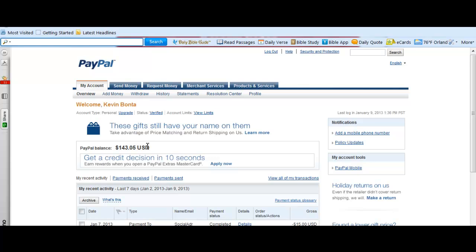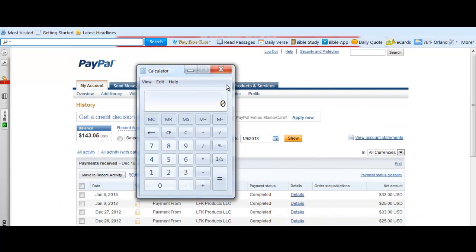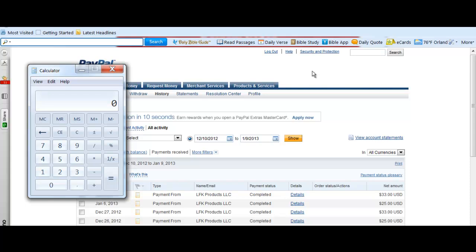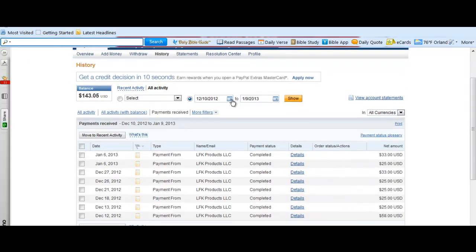Let me go ahead and go to payments received. Okay, it's gonna take a second to load up. In the meanwhile, I want to go ahead and pull up my calculator for you. Okay, let me go ahead and pull up from December 1st to right now, to the 9th.